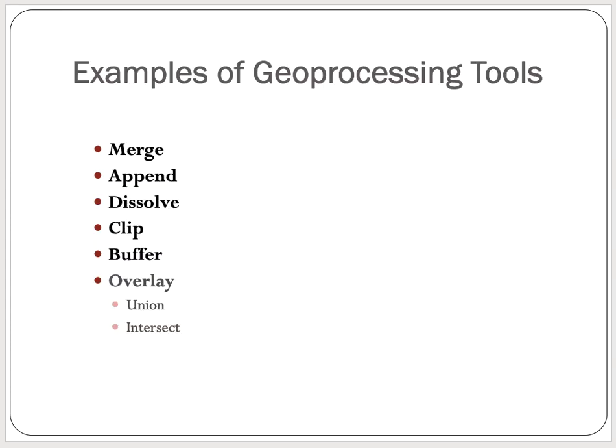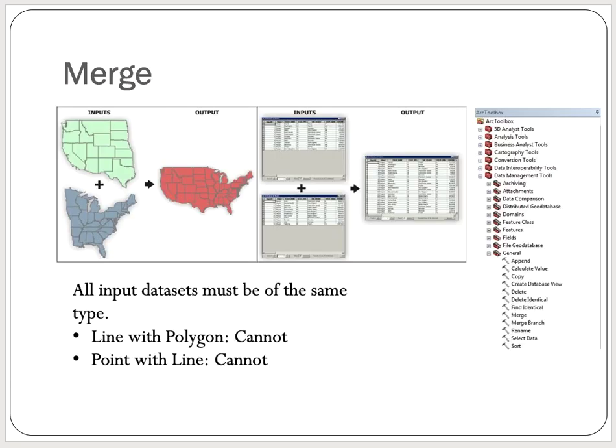So examples of geoprocessing tools are merge, append, dissolve, clip, buffer, and within overlay you have two types, which are union and intersect. So the first geoprocessing tool we'll be looking at is merge.